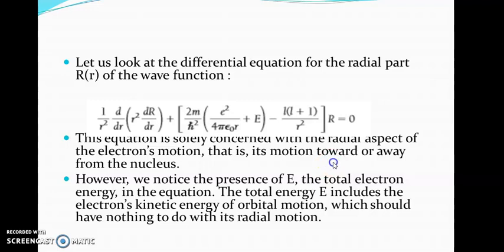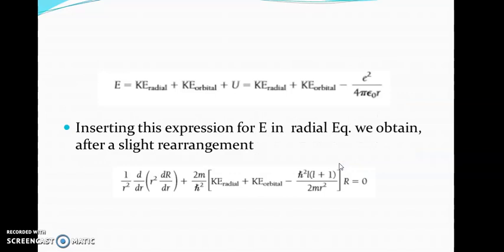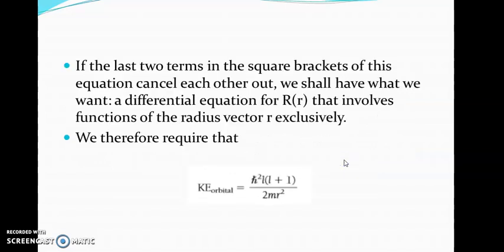So we can see that the angular momentum magnitude is quantized, so that the differential equation for R, the radial part of the wave function, involves the function of the radius vector r exclusively. So we have omitted the kinetic energy orbital term.